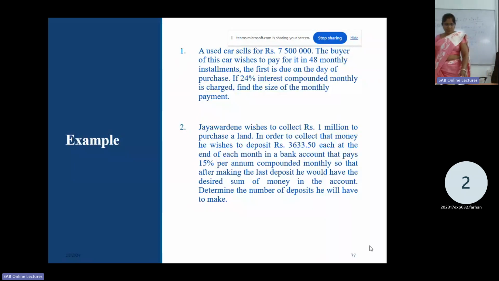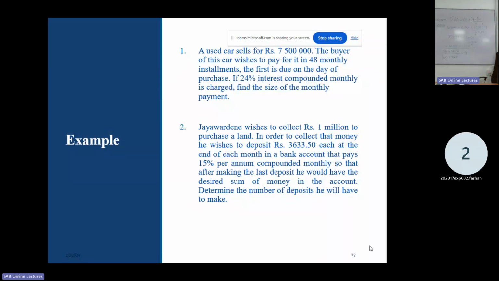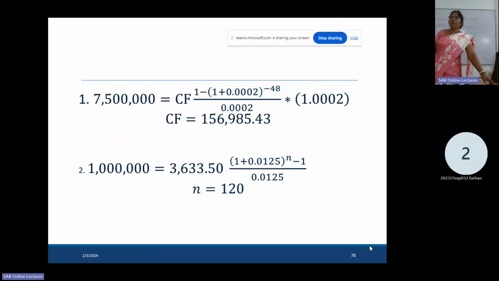How much then? About 119, or approximately 120 months, you have to make this deposit of 3,633 in order to accumulate 1 million. Yes, correct. Right.